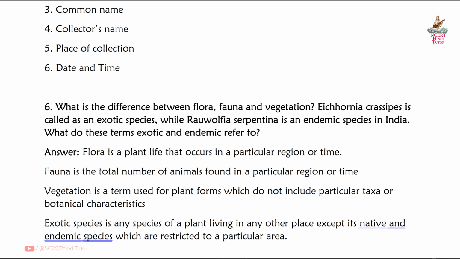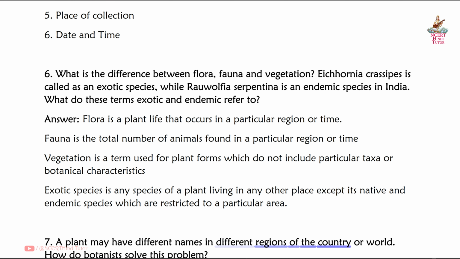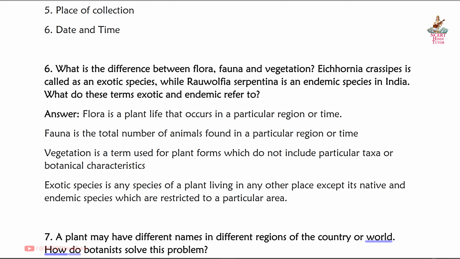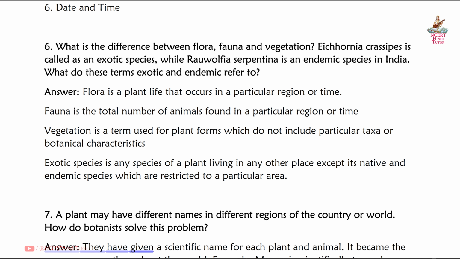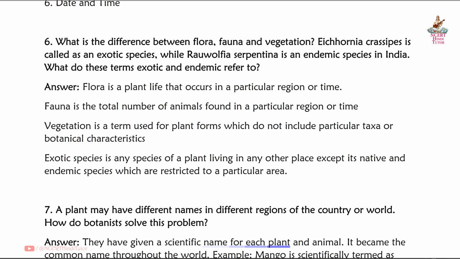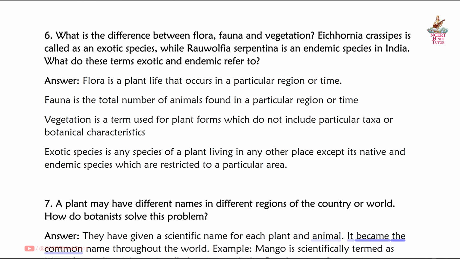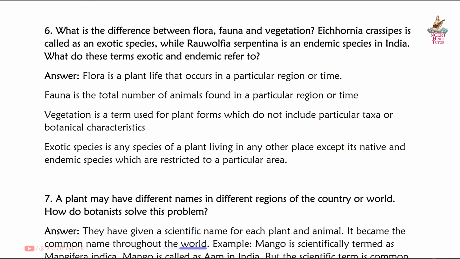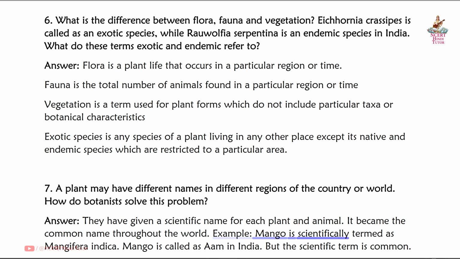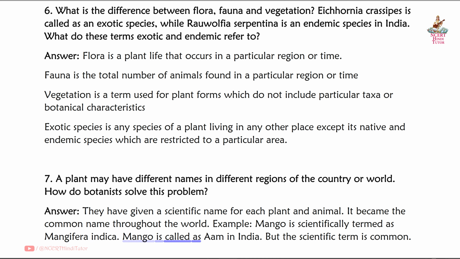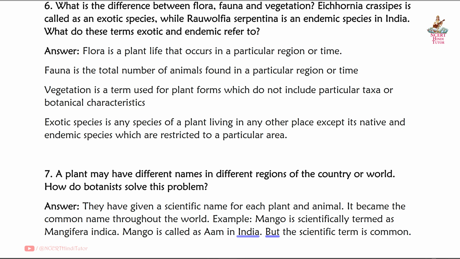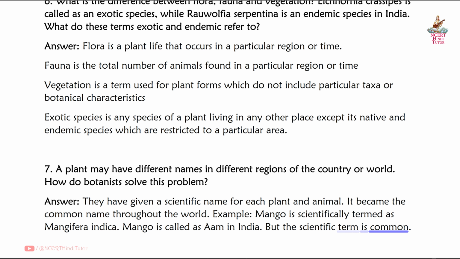7. A plant may have different names in different regions of the country or world. How do botanists solve this problem? Answer: they have given a scientific name for each plant and animal. It became the common name throughout the world. Example: mango is scientifically termed as Mangifera indica. Mango is called aam in India, but the scientific term is common.